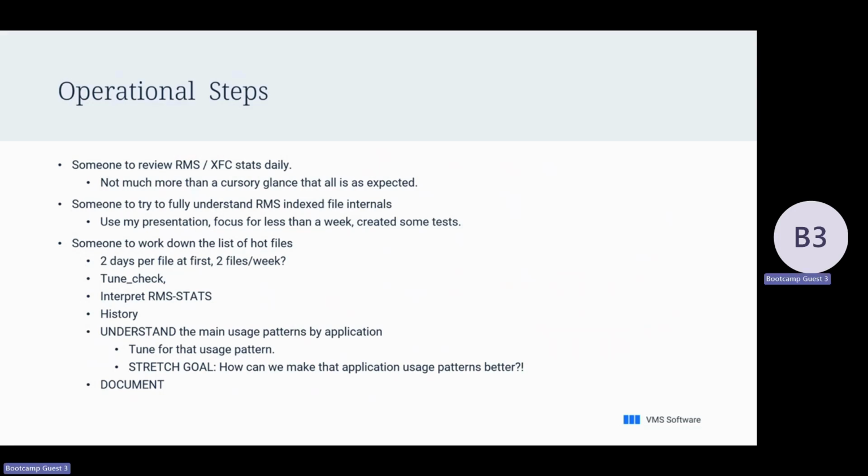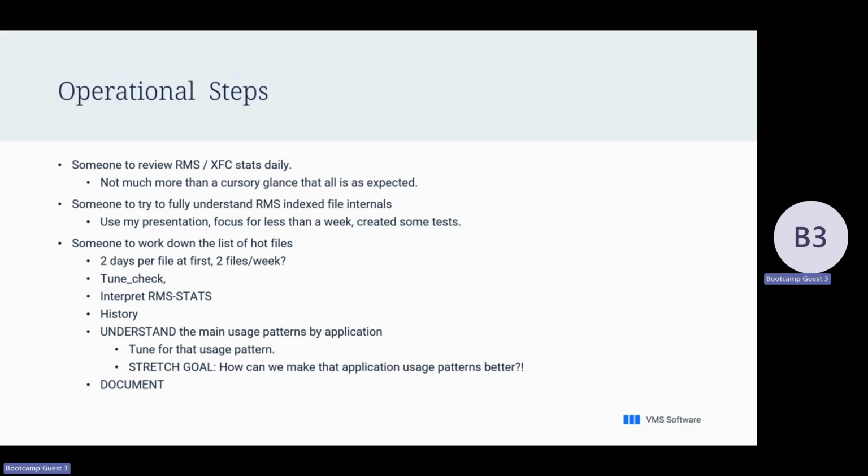Someone, and this could be a very junior person, should work down the list of hot files every week. Say your mission is, Monday morning, you go over the report and see if anything popped up. And it's fine if you say nothing popped up. But you cannot just ignore it for years and years and years. I like my tune check, of course. I like to interpret those stats. You've got to build up a history. Was this always a hot file? Has it become a hot file? Now I can learn when to do my converts. I have to start understanding the usage pattern by application and tune for that usage pattern.